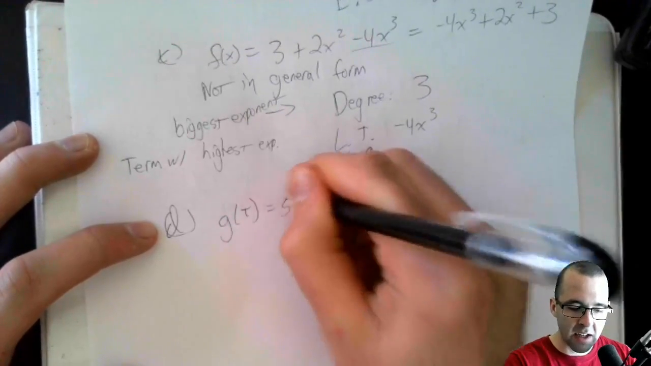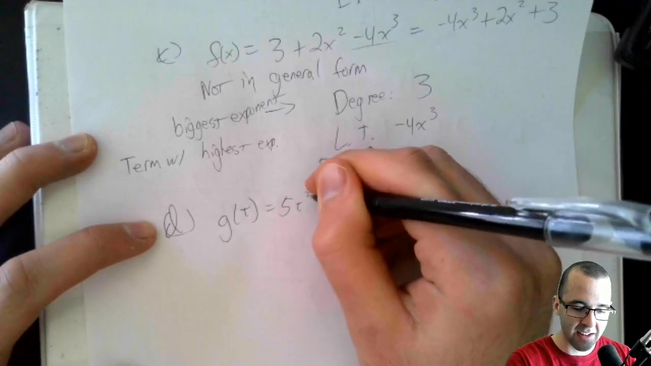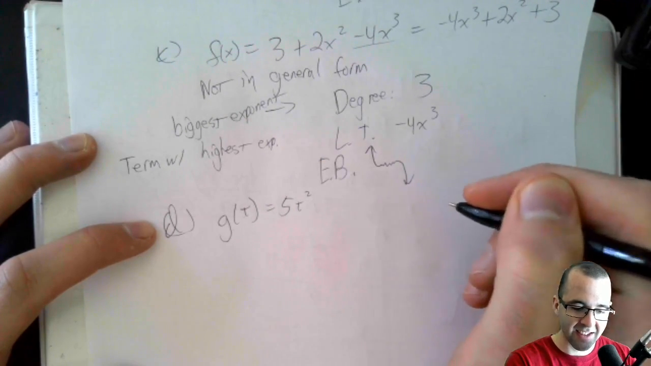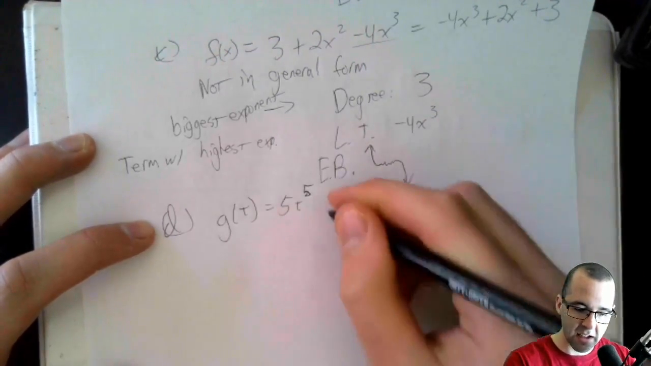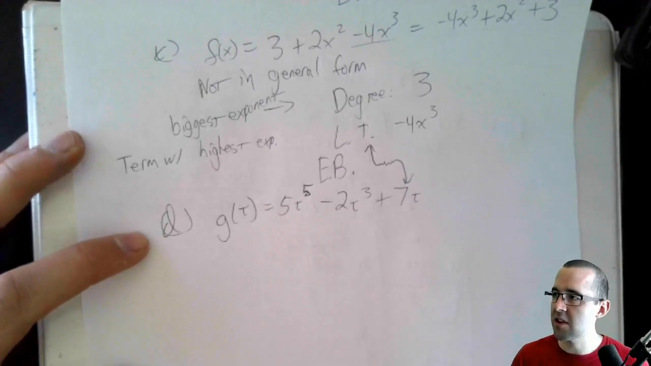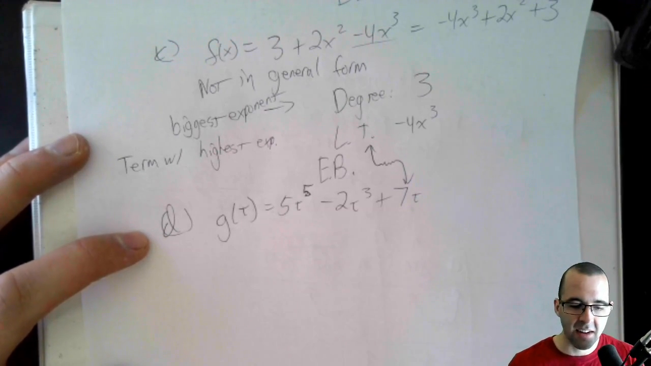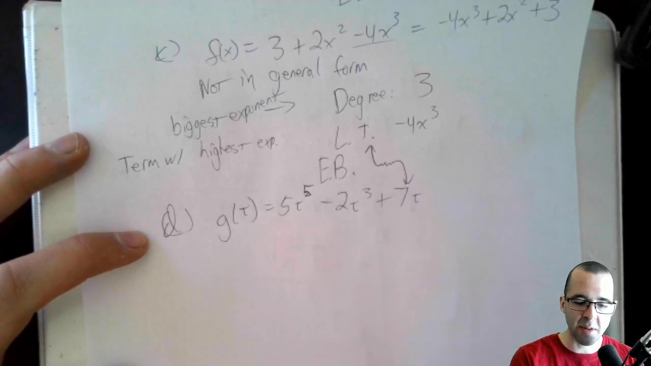G of T goes 5T. That's supposed to be a 5. 5T to the 5th, minus 2T cubed plus 7T. So this is in general form. That's good. We know it's in general form because the exponents just get smaller and smaller.